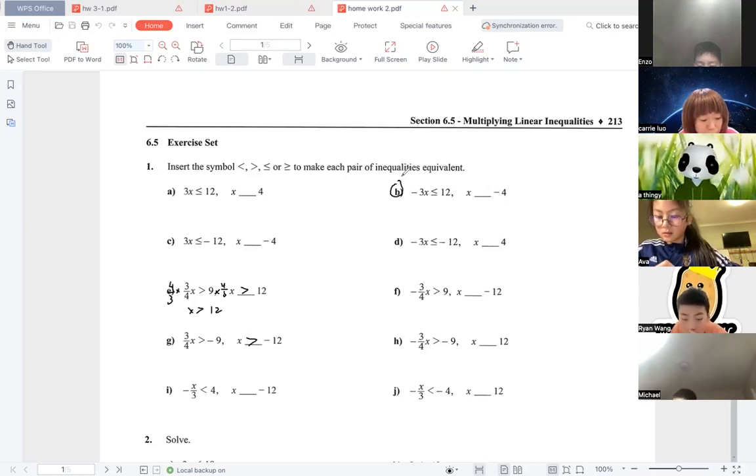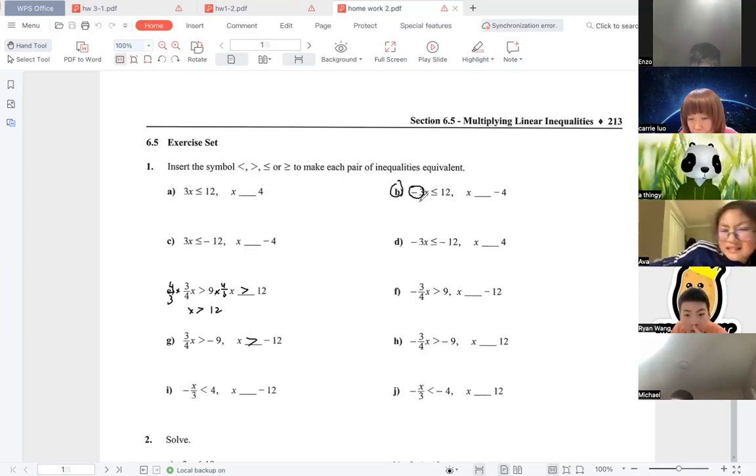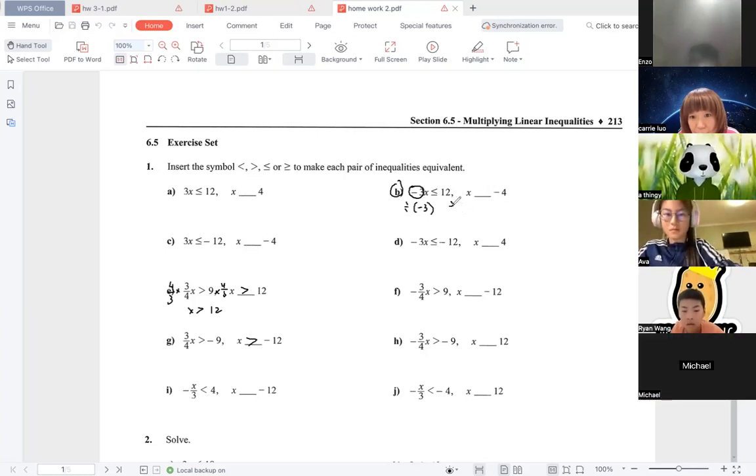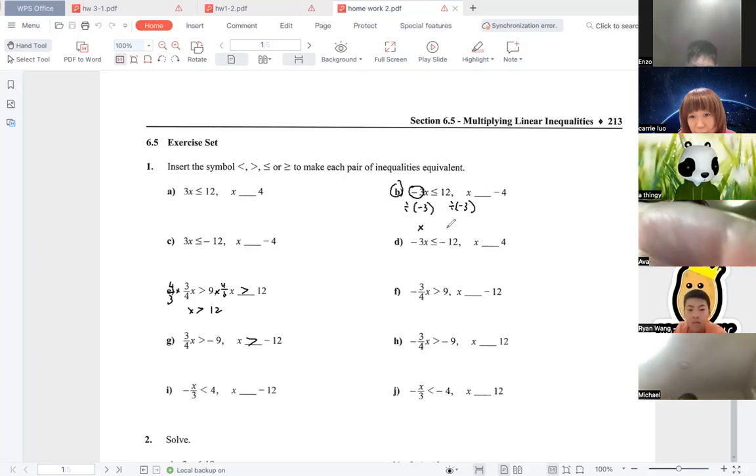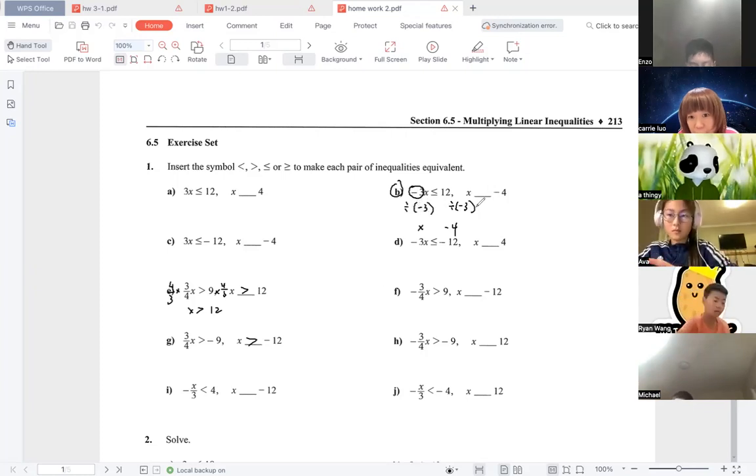Okay, so let's take a look at this one. If you see a negative sign, Ava, in order to get rid of this -3, you have to divide by -3, correct? Divided by -3 for both the left side and the right side, right, Ryan? So -3x divided by -3 becomes x, and 12 divided by -3 equals -4. But everybody, if you divide by a negative number for both sides, the sign switches. This is very important.